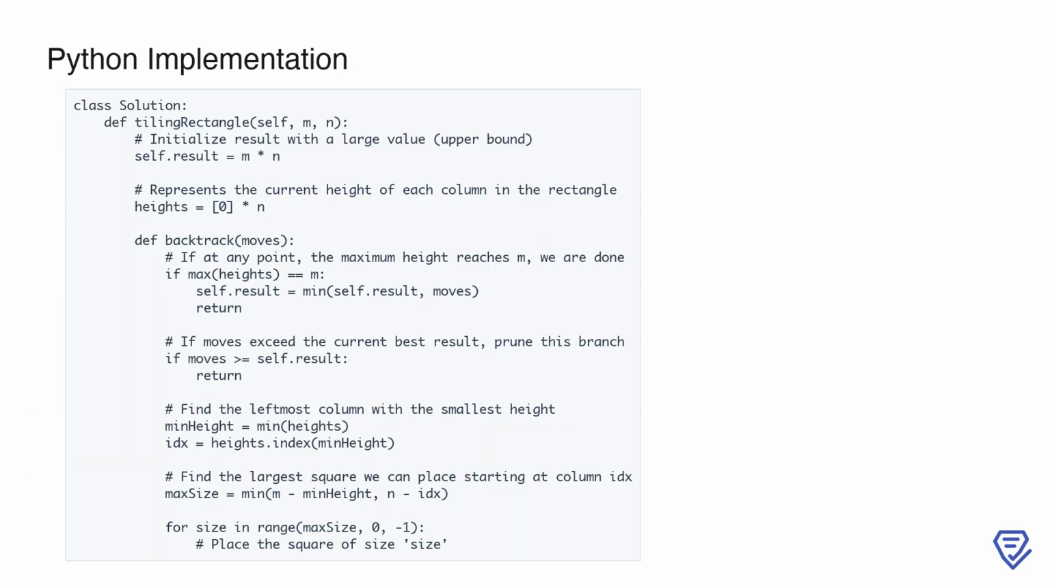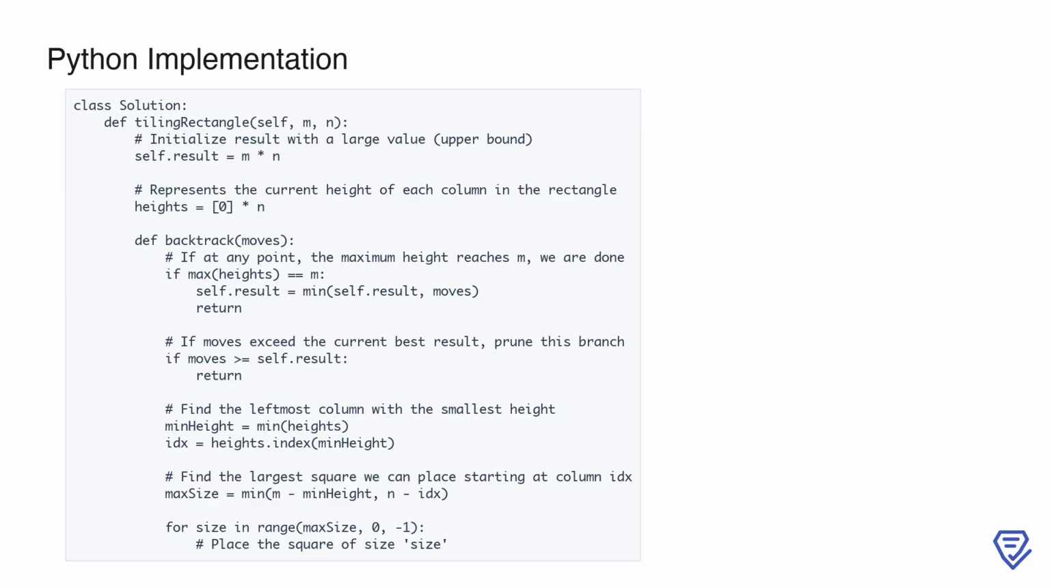Here, we start by defining a class called Solution and implementing the tilingRectangle method, which takes in the dimensions of the rectangle, m and n. To begin, we initialize self.result with the product of m and n, which represents the total area of the rectangle. This acts as an upper bound for the number of squares required, as the worst-case scenario would involve using 1 by 1 squares to cover the entire rectangle. Next, we define an array called heights, initialized to zeros, which keeps track of the current height of each column in the rectangle as we place squares.